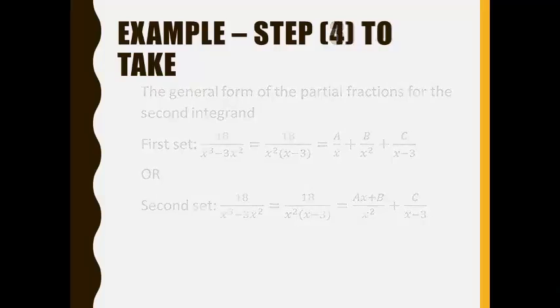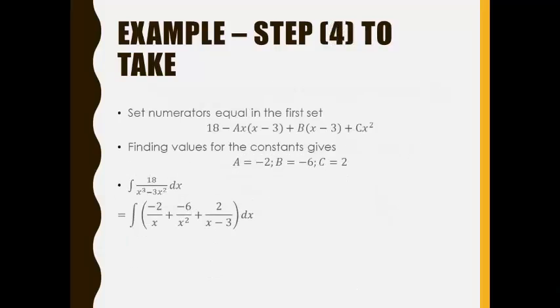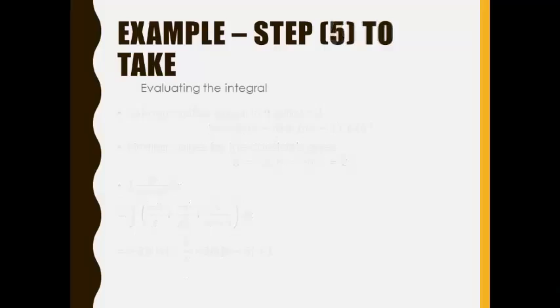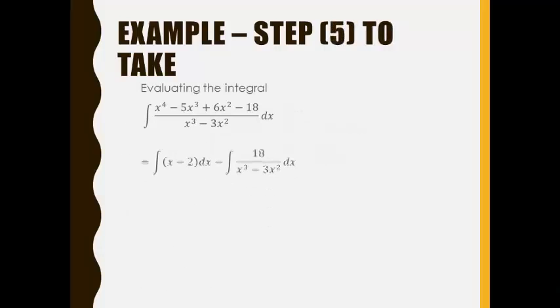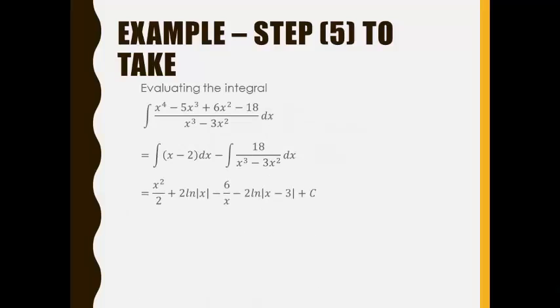So, solving for A and B in the first set, by setting the numerators, A equals negative 2, B equals negative 6, and C equals 2. Now, we are ready to integrate. Integrating term by term, the answer is x squared divided by 2 plus 2 natural log x minus 6 over x minus 2 natural log x minus 3 plus a constant C.